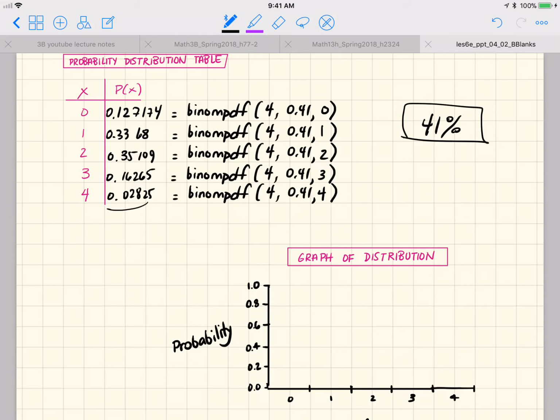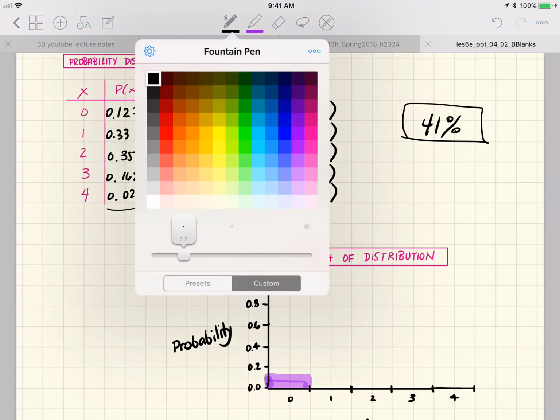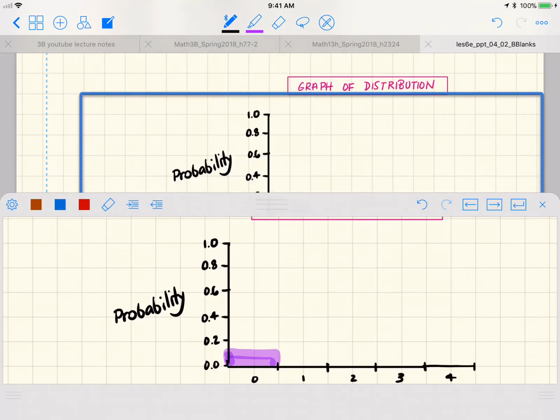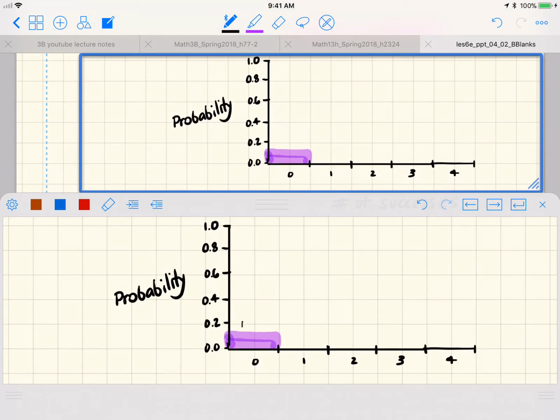Okay, now let's get to graphing this. The probability for 0 is going to be about 12.74. So I'm just estimating something that is a little bit over, so this is 0.127, a little bit over halfway up.